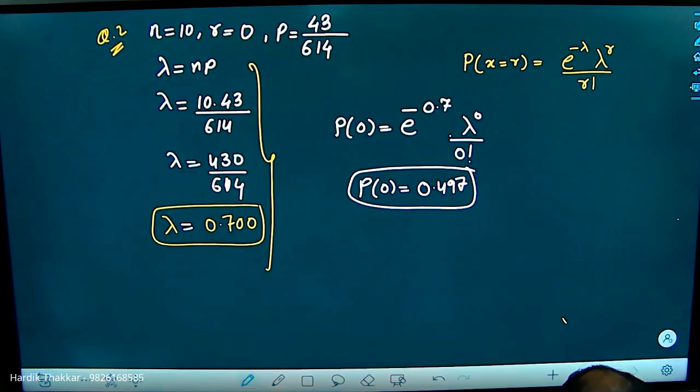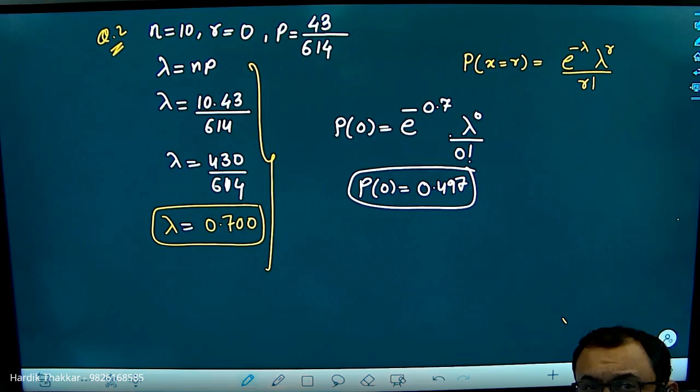Sir, here it says 14% are wrong numbers. So that means our p will be 0.014. Yes, 0.014 will be p. Then it says that among 150 calls received, that means our n will be 150. Correct. And then it says 2 are wrong numbers, that means r is equal to 2. Correct.